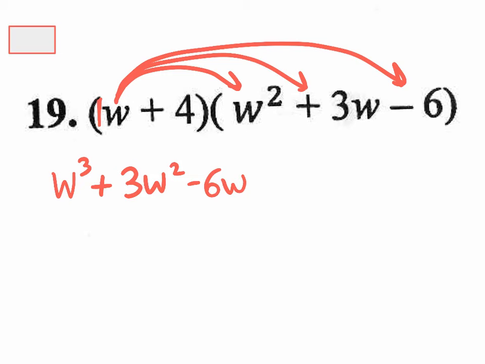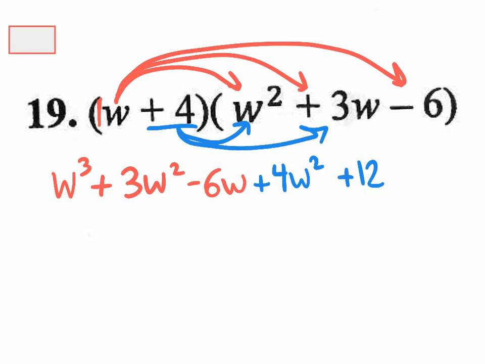Pretty easy. Now let's distribute the 4. We're still halfway done with this. We're going to go positive 4 times w squared. What is that? Plus 4w squared. And then positive 4 times positive 3w. Positive 12w. And then positive 4 times negative 6. Negative 24. Okay, so we have all these terms, and we could combine the... Actually, what is our answer going to start with?